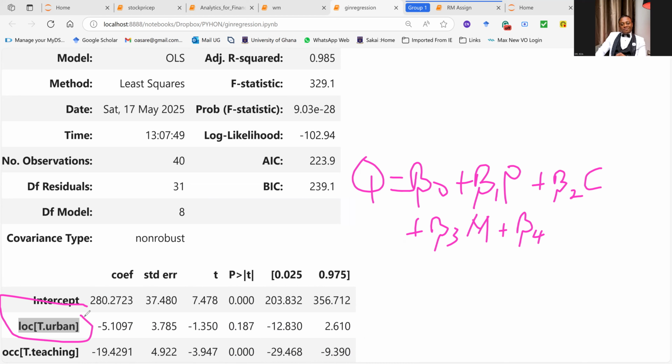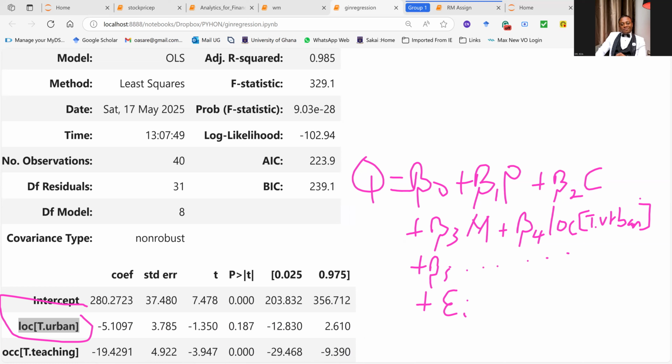And this is where, if you don't take note, you will just write whatever you like. But the rule says you should write exactly as it is. So you write log, bracket, T dot urban, just as it is. And that's it. Then you go to beta 5, and go on and on till you get to the last one, which is plus the error term.